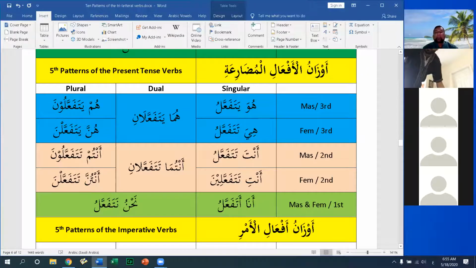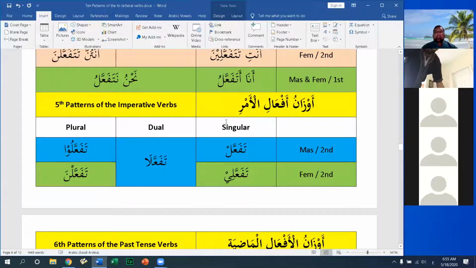Note that the ya, ta, hamza and noon have fatha in the present tense, for this is the fifth form, which would be the same for all of the verbs except the second, third, and fourth, which have dhamma. And the ain has fatha here, whereas the ain has a kasra in the second, third, and fourth form of the verb. The command would be tafa'al, tafa'ali, tafa'ala, tafa'alu, tafa'alna, taqarrab.